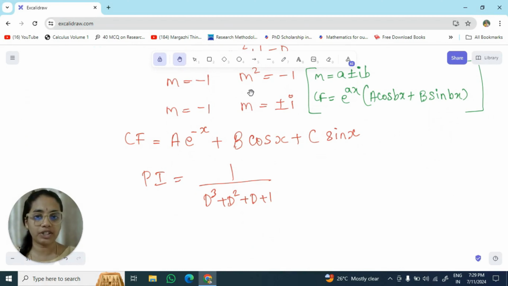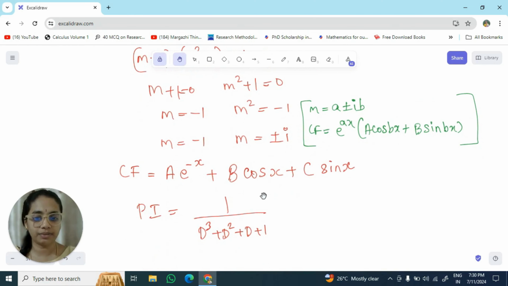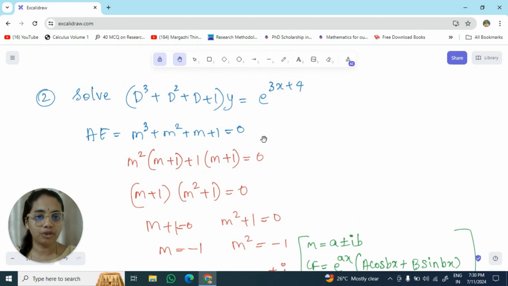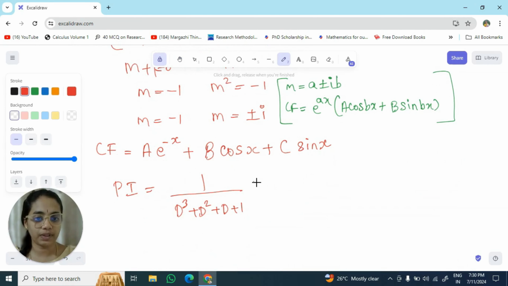What do we have in the question? dq plus d square plus d plus 1. Right, so I have written it down, we will have to write the RHS term, that is e power 3x plus 4. Let me write it, e power 3x plus 4. Okay, so we replace d with what? We replace it with a.